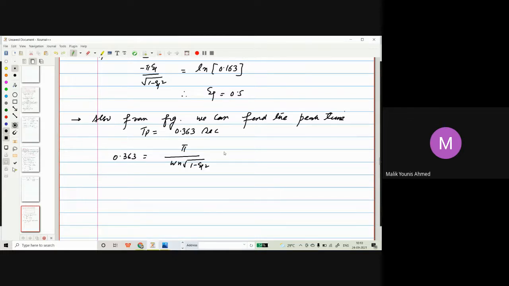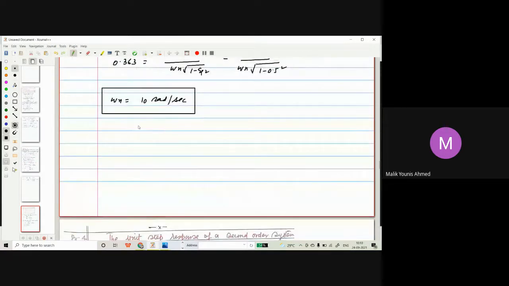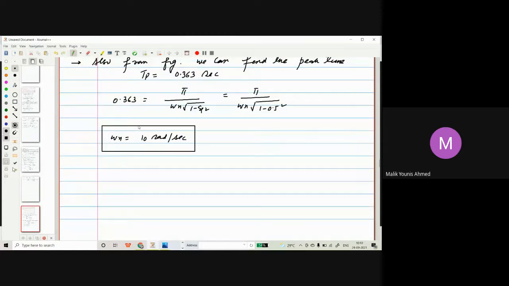So we don't have omega n, pi value we can substitute, omega n we don't know, xi value we have 0.5 square. Only unknown is omega n value we can find, that will be 10 radians per second. So this is the approach how we have to find the various values. Two things will be given: xi value you can find by the maximum peak overshoot, and then from the peak value we can find omega n.